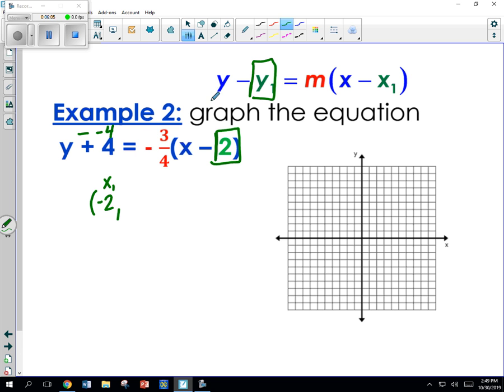I'm going to plot that point, negative 2, negative 1, 2, 3, 4. That's my starting point, and then I'm going to move my slope, which is right here, negative 3 over 4. Because it's negative, I'm going to go down 3 and right 4. I could also do the opposite, up 3 and left 4. And those are the points that I'm going to use to draw my straight line. And we're going to practice that more tomorrow.